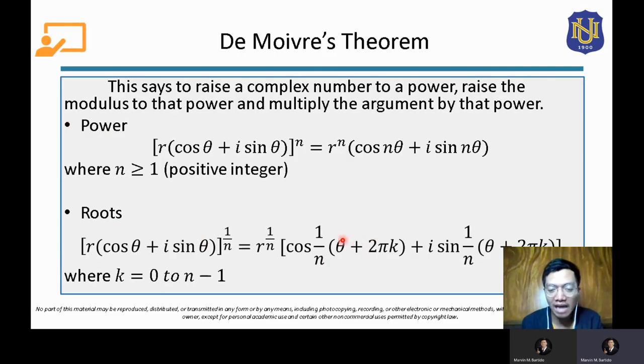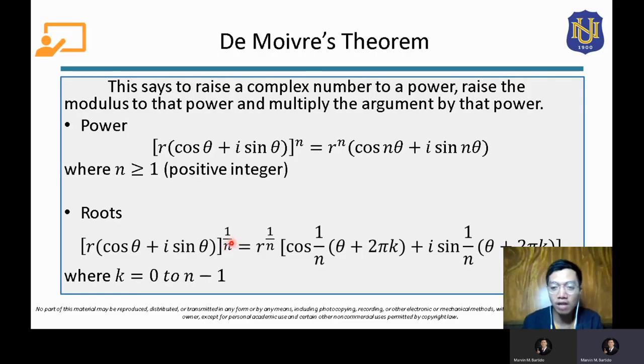Okay, so we will add here plus 2 pi k. Also here plus 2 pi k, where your k will be from 0 to n minus 1. Meaning to say, the values of the roots that you're going to get here will depend on your n.